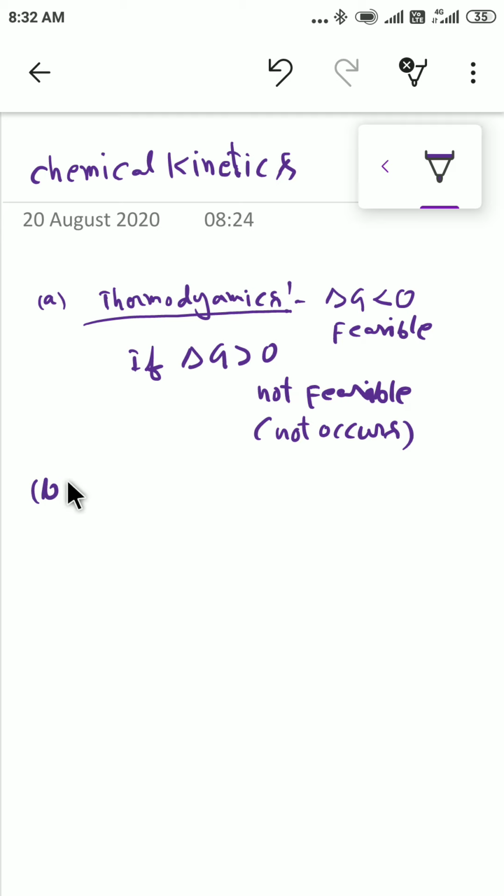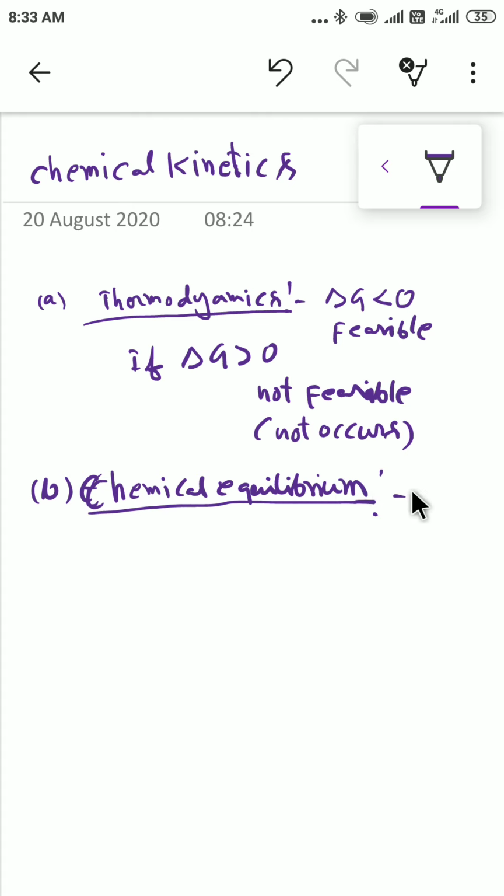Let us discuss the second one. What is the meaning of equilibrium? Chemical equilibrium. What does chemical equilibrium deal with? Chemical equilibrium deals with the extent to which the reaction proceeds.